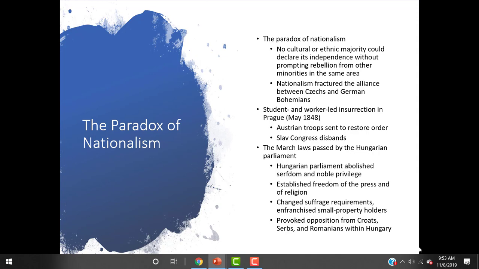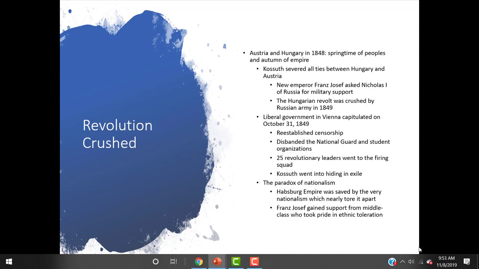It established freedom of the press and of religion. Whoa! They changed the suffrage requirements and enfranchised the small property holders. But this provoked opposition from the Czechs, the Serbs, and the Romanians within Hungary, because, like I say, you don't have one ethnic group. Austria and Hungary in 1848, springtime of peoples in the autumn. Kossuth severed all ties between Hungary and Austria. The irony is they're going to be unified very shortly.